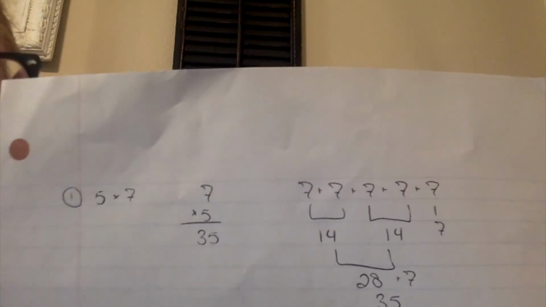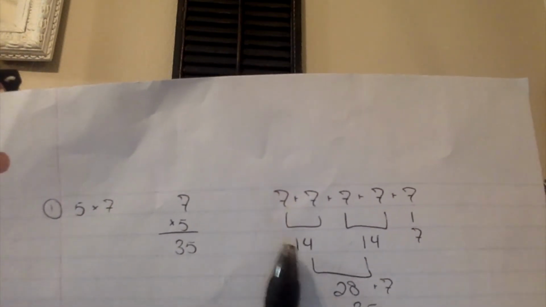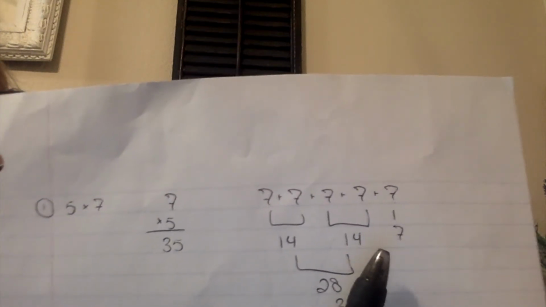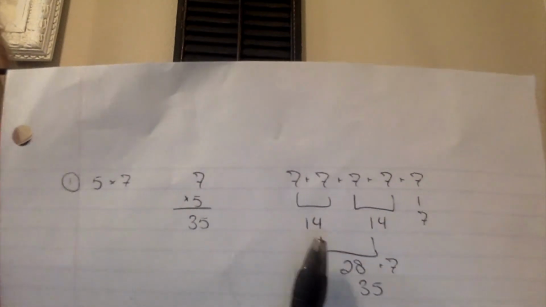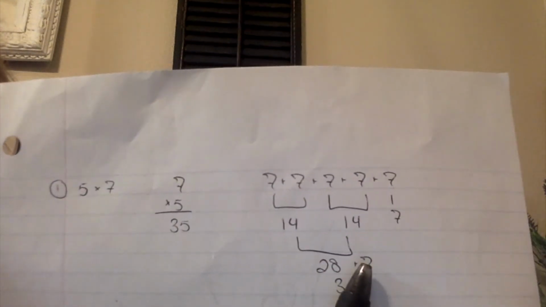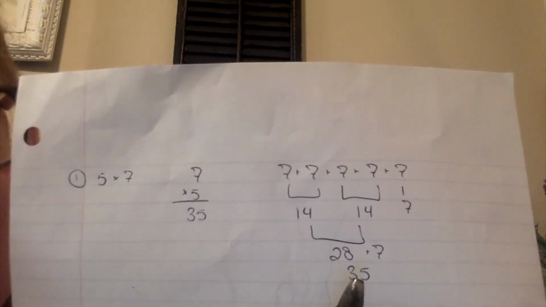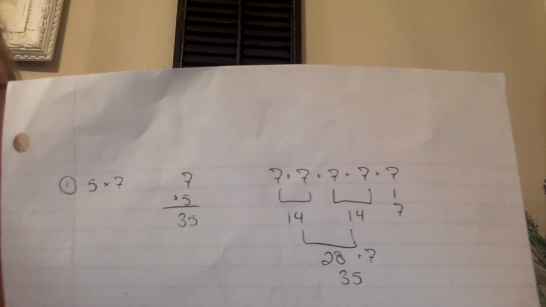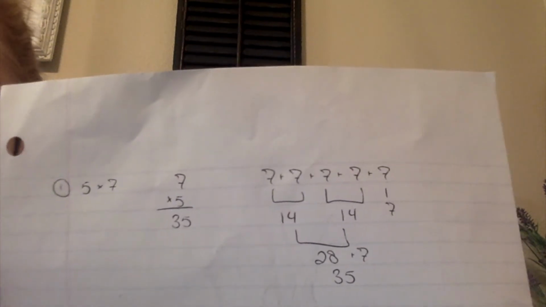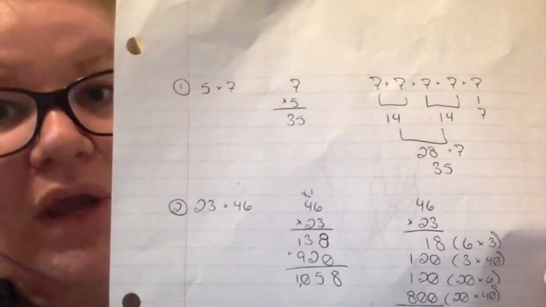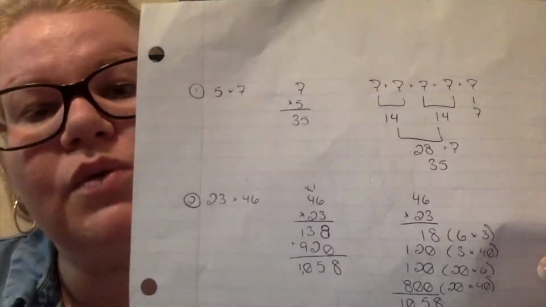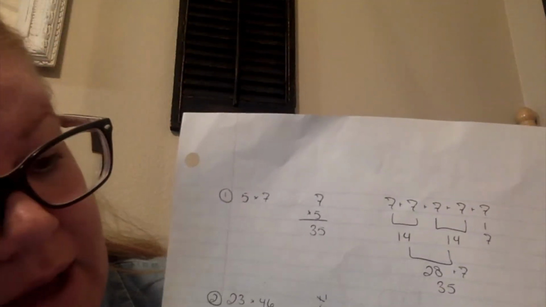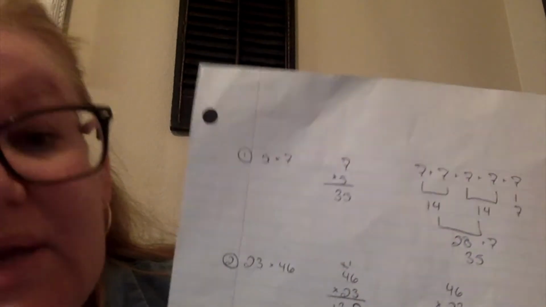Now I'm going to do some little cheats. I know that 7 plus 7 is 14, 7 plus 7 is 14, and then I just brought that 7 down because there's nothing left to do with it. 14 plus 14 is 28, plus 7 is 35. So again, multiplication is simply repeated addition. Let's do some multi-digit because single digit, I'm certain that you have a good handle on. All right, now my second problem here is 23 by 46. Again, I put the largest number above the smallest number because that is best practice.